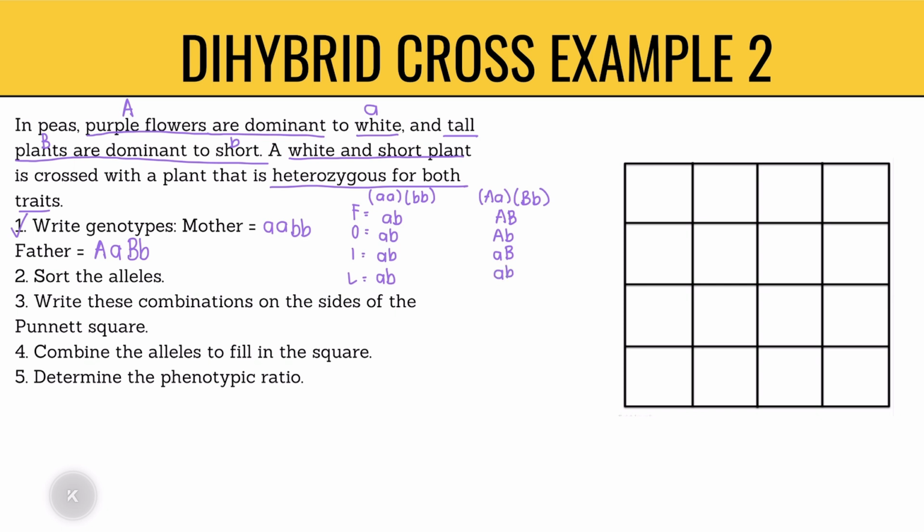So a time-saving hack with dihybrid crosses is you only have to do the ones that are different. In this case, all 4 of these are different, so I need to include all 4 of these on this parent side. But since this parent, all 4 of them are the same, it's just going to be really repetitive whenever I do this. So I can just write it once and skip those.